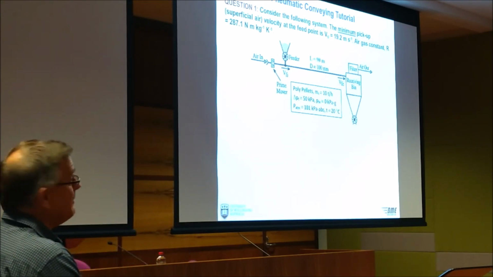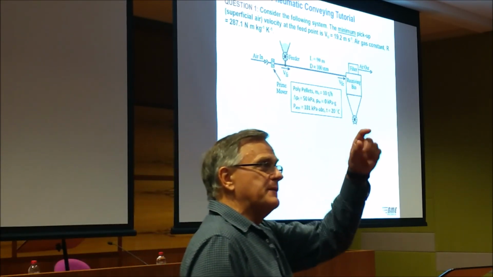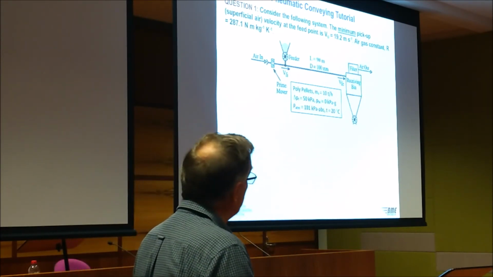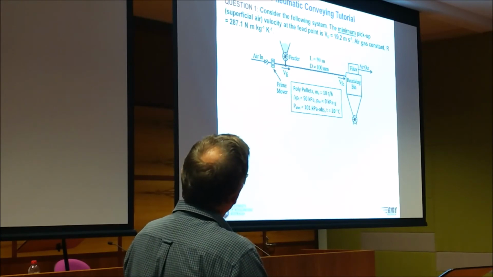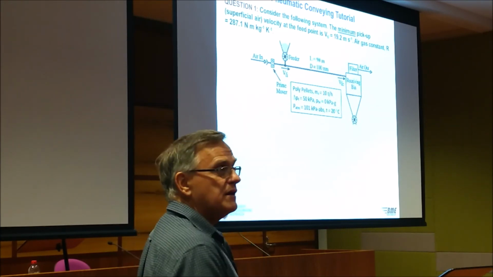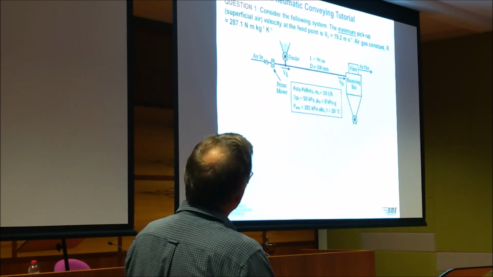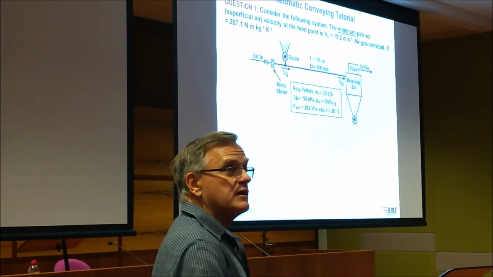Alright, so we've got poly pellets being conveyed, those 5 mm pellets I talked about earlier. We've got 10 tonnes per hour going through this pipeline, and the pressure drop across the pipeline is 50 kilopascals. If we put a pressure gauge on our bin, what's it going to read? 0.